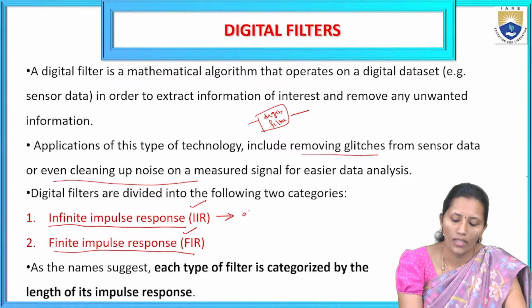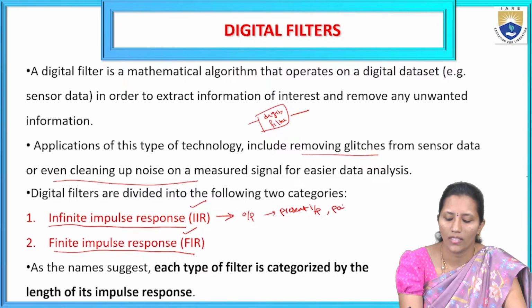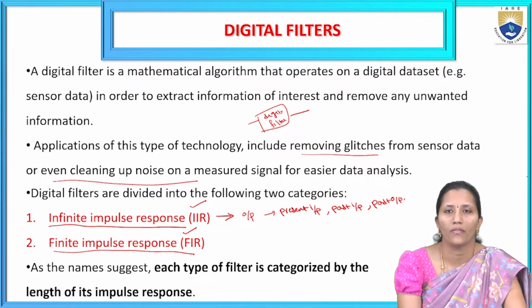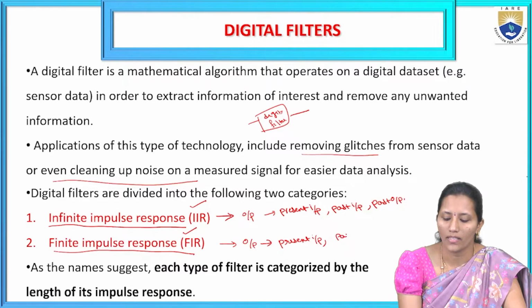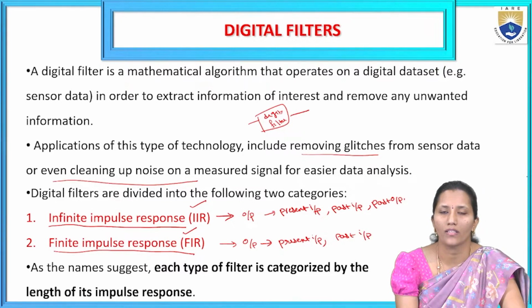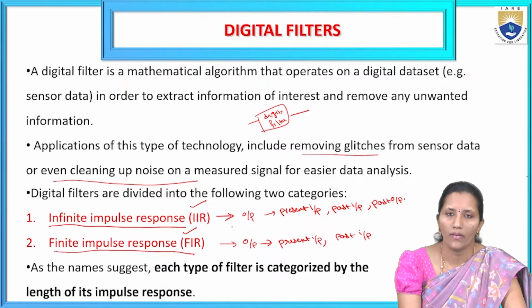In the IIR filter, the output of the filter depends on the present input, past input, as well as past output values. Whereas the output of the FIR filter depends only on the present input and past input values. It will not depend on the past output values. So in the IIR filter, the output depends on the past, previous output.